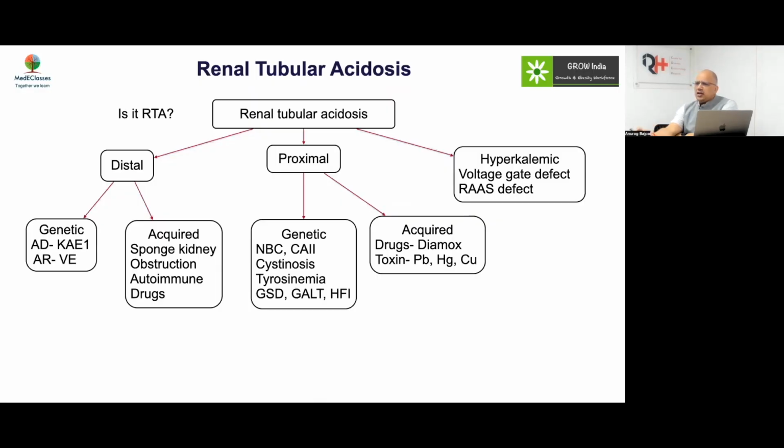And RTA is part of the differential diagnosis of a number of pediatric endocrine conditions. Unfortunately, it's a non-specific presentation, so often there may be confusion in terms of diagnosis. The key question is, is it really RTA? If it's RTA, what type is it? And finally, what's the underlying cause?